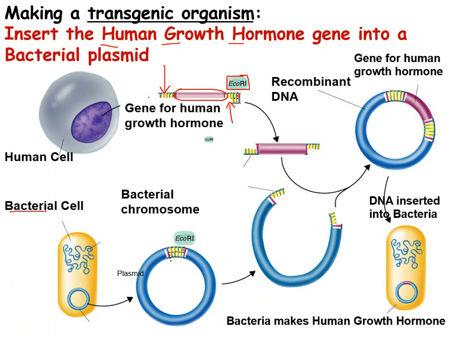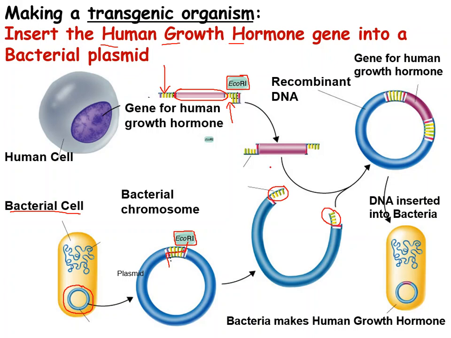Let's look at the bacterial cell now. We take the plasmid of the bacterial cell, and using the exact same enzyme, and this is important because if we used a different enzyme, it would cut in a different spot. So the same restriction enzyme cuts the plasmid, opens the plasmid up, and produces these sticky ends.